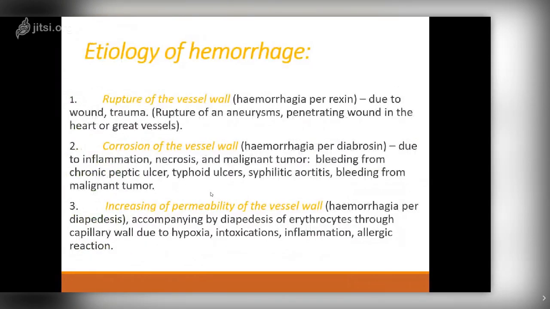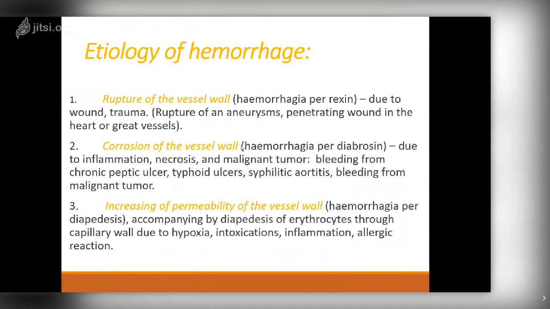According to its etiology, hemorrhage may be due to rupture of vessel wall. In Latin, it is hemorrhagia per rhexin. It may occur due to trauma, usually. Also, hemorrhage may be due to corrosion of vessel wall, or hemorrhagia per diabrosin in Latin. It occurs if there is inflammation, necrosis, or tumor growth inside of the vessel wall. And during our systemic pathology, we will discuss some examples that may provoke such bleeding.